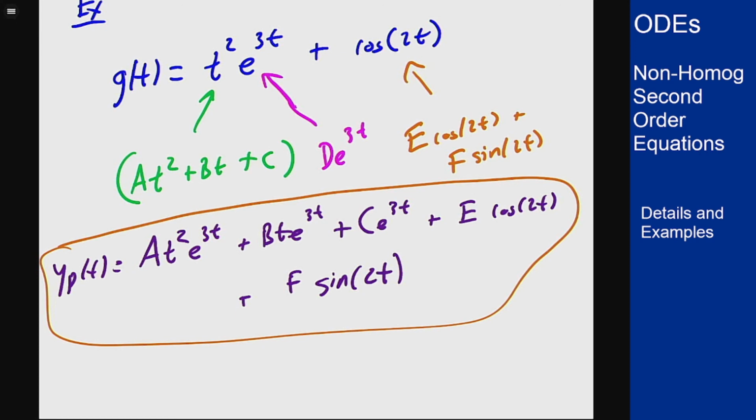There's your methodology for choosing guesses and how you go about setting these problems up to solve problems by undetermined coefficients.